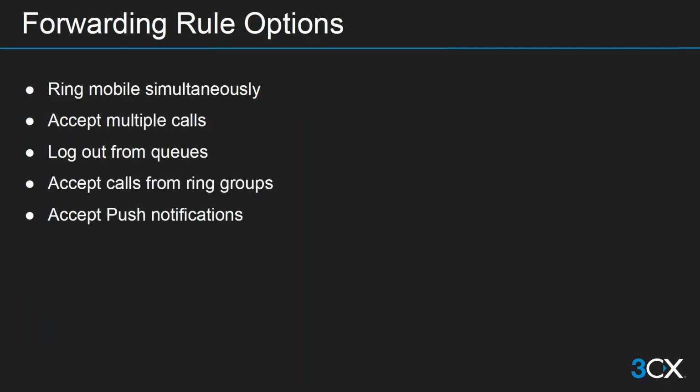We have the forwarding rule option to have the mobile phone ring simultaneously. Now, what does that mean? You know, we have a mobile app on 3CX, but we also have the opportunity to add the mobile number, so the user's mobile number, on the extension level. Yeah, under the extension information, we can add the mobile number of the user.